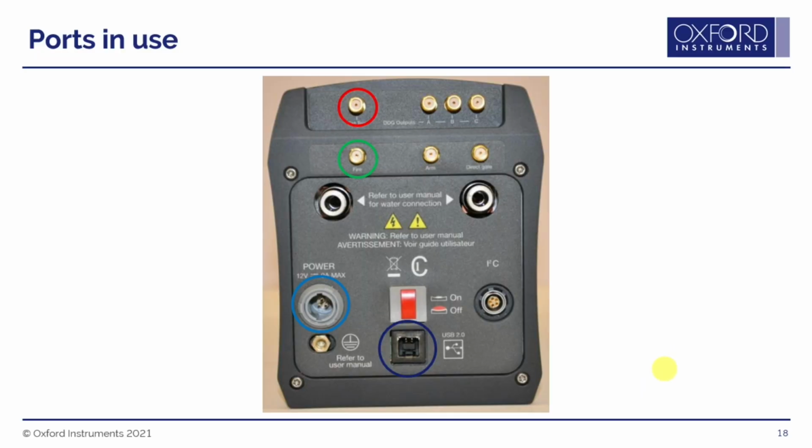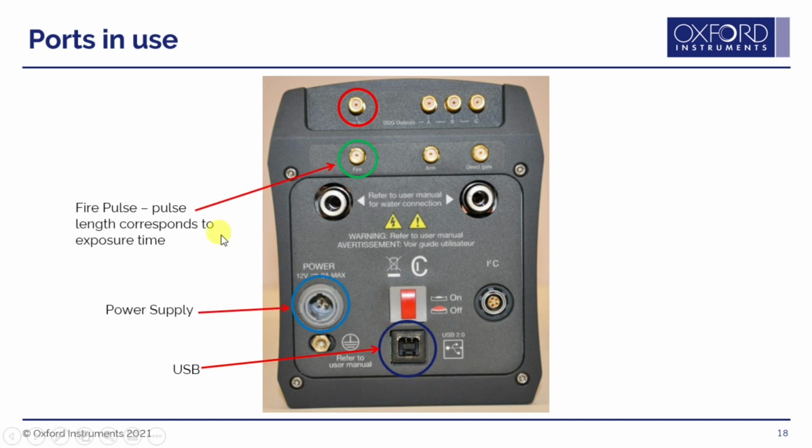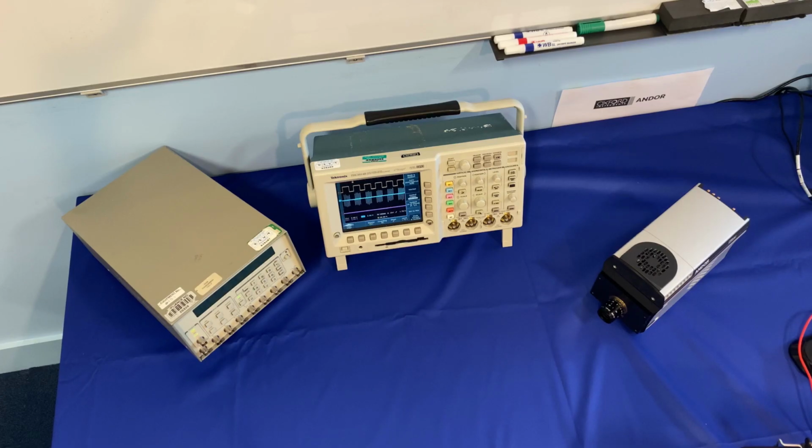In terms of the ports we're using on the camera today, we're using the USB port to connect the camera to the laptop, obviously the power supply, and we're also using the fire pulse. This is the pulse which will output to our oscilloscope to let us know whether the sensor is active or not. And we're also using the external trigger input port. Hypothetically this could be from your laser or whatever digital delay generator you're using, but today it's from our digital delay generator. We also have our digital delay generator over here and our oscilloscope, which you may recognize from our last video.